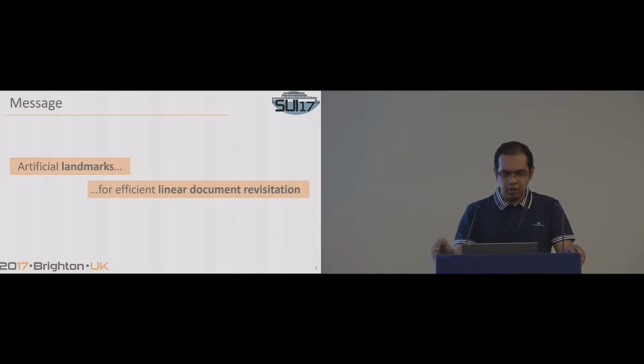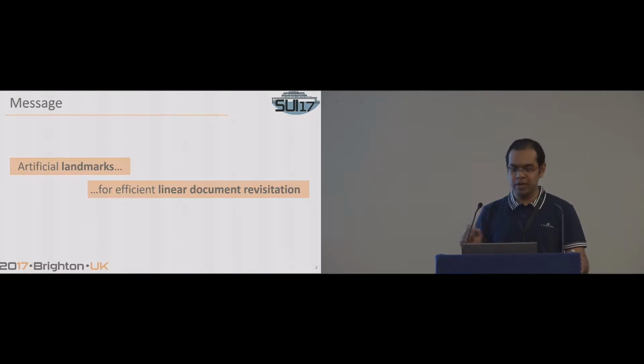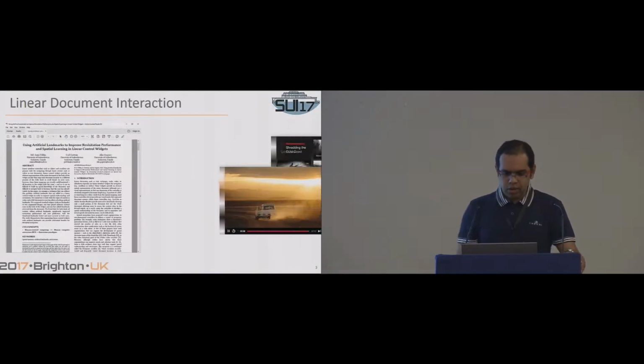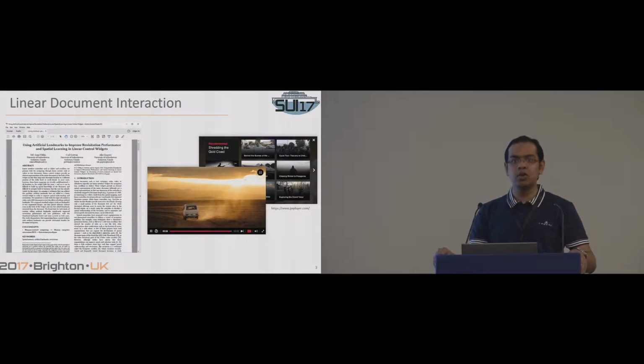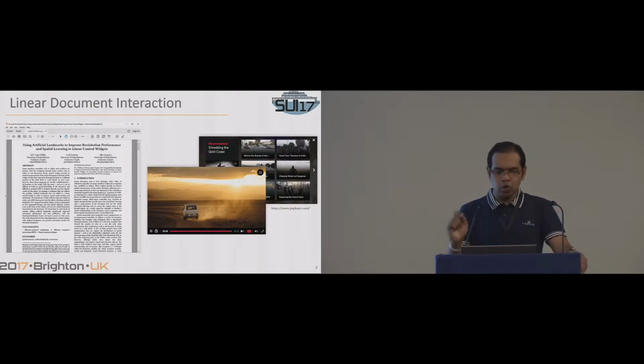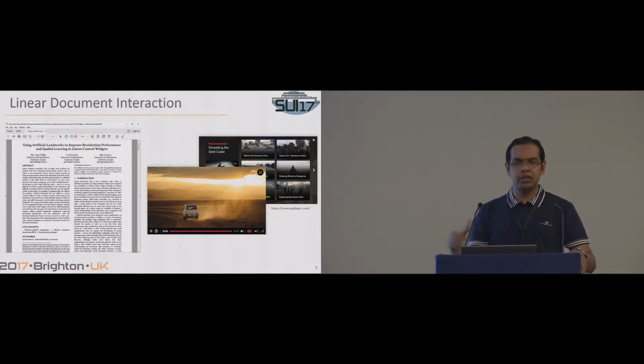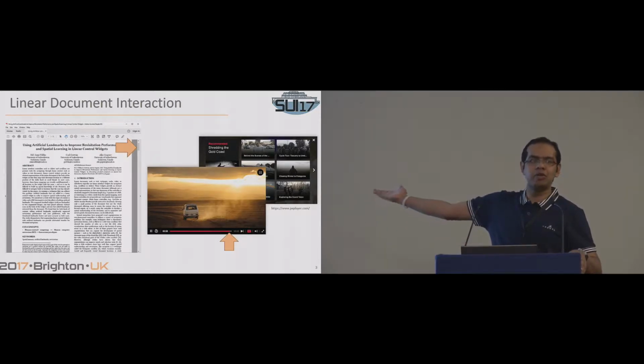Okay. Today, in my talk, I'm going to show how artificial landmarks can improve spatial memory development and provide efficient linear document revisitation. So first, let us see what a linear document is and how we interact with linear document systems. Documents whose contents are sequential are generally known as linear documents, such as PDFs and videos. Popular linear documents, such as PDFs and videos, use one-dimensional widgets for navigation, which are known as sliders and scrollbars. We're all familiar with this kind of interface.